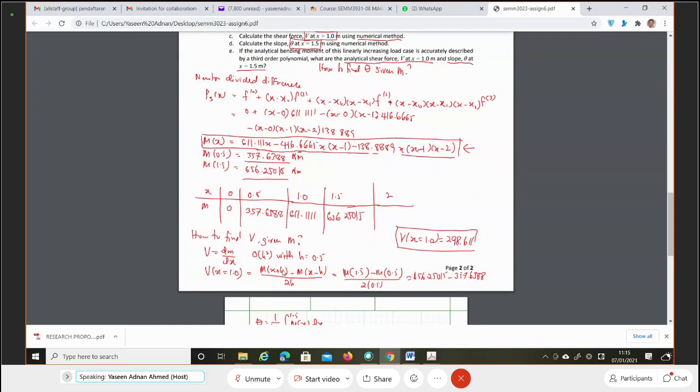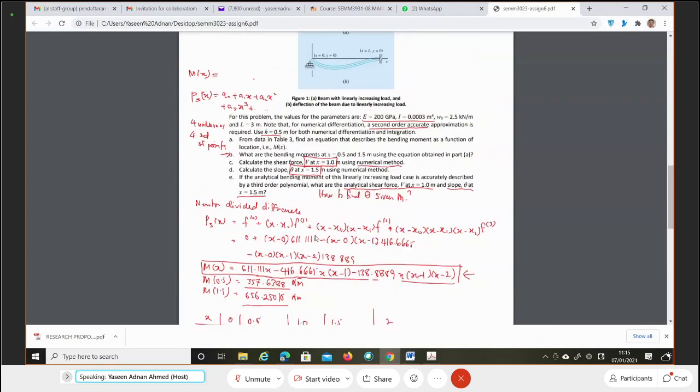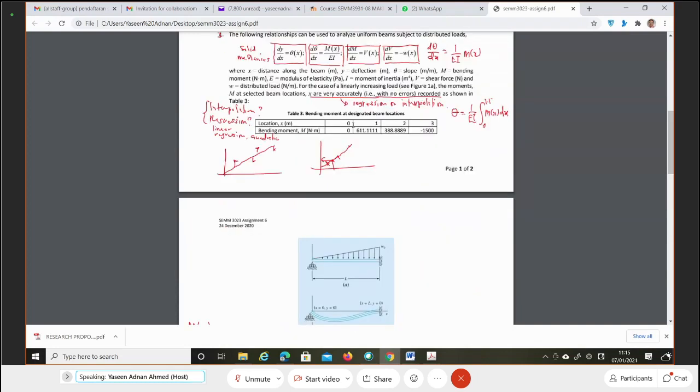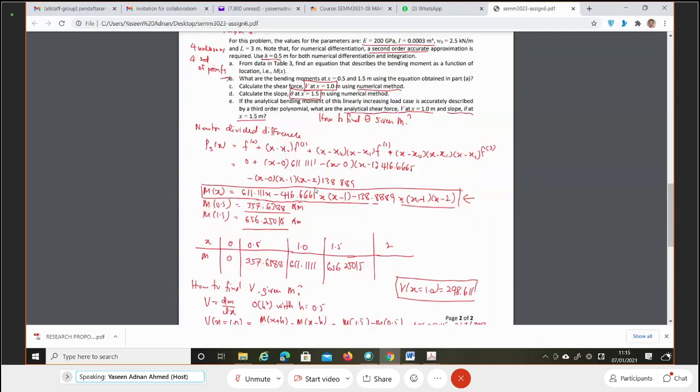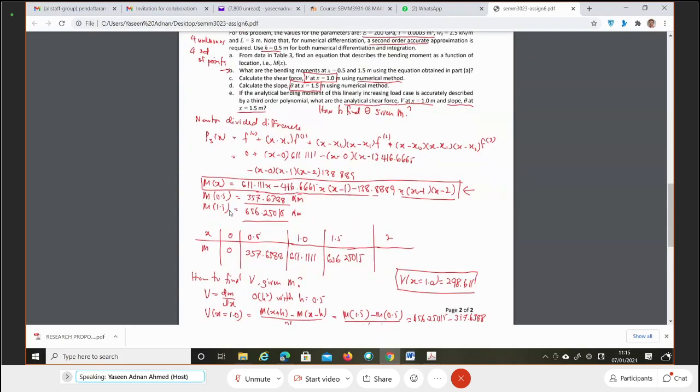You can see the central difference method: m at x plus h minus m at x minus h, divided by 2h. So here you just put the values of m at 1.5 minus m at 0.5, divided by 2 multiplied by 0.5. So your h is 0.5. In this case they use 0.5 and 1.5. You already got the values for 0.5 and 1.5, so you can use these values.